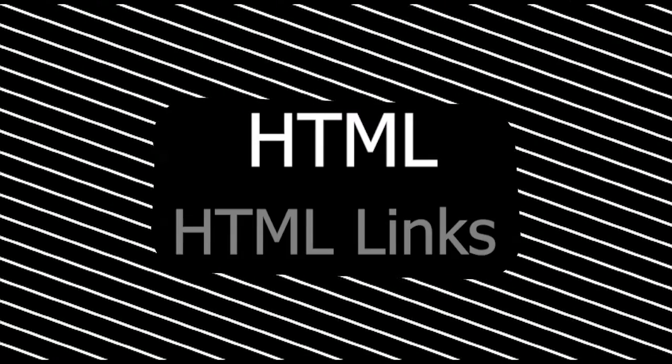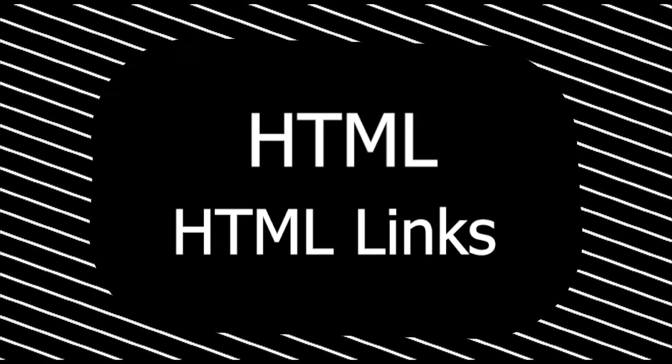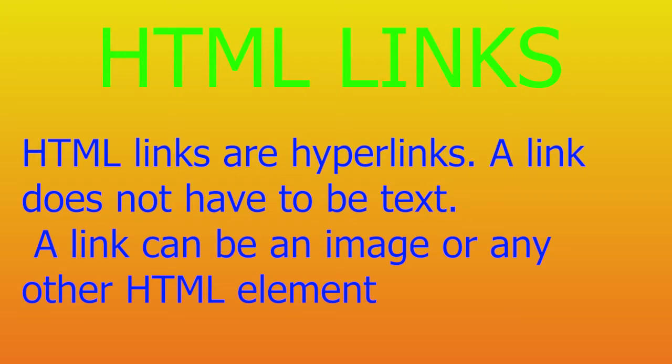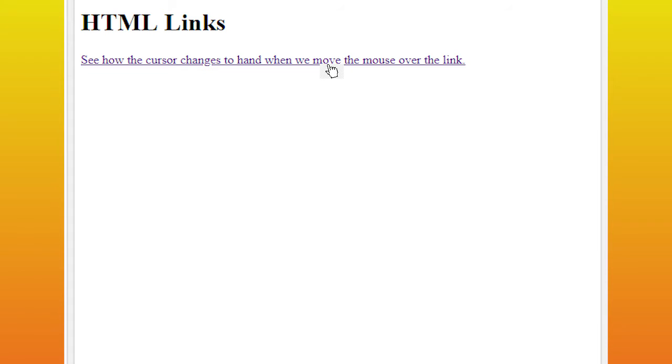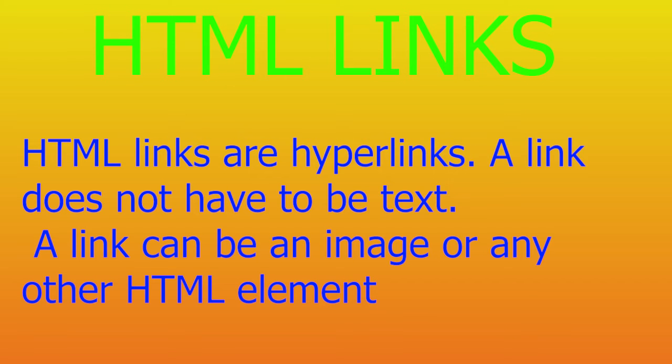HTML links. Today, we will learn about different HTML links. HTML links are hyperlinks. You can click on a link and jump to another document. When you move the mouse over a link, the mouse arrow will turn into a little hand. A link does not have to be text. A link can be an image or any other HTML element.